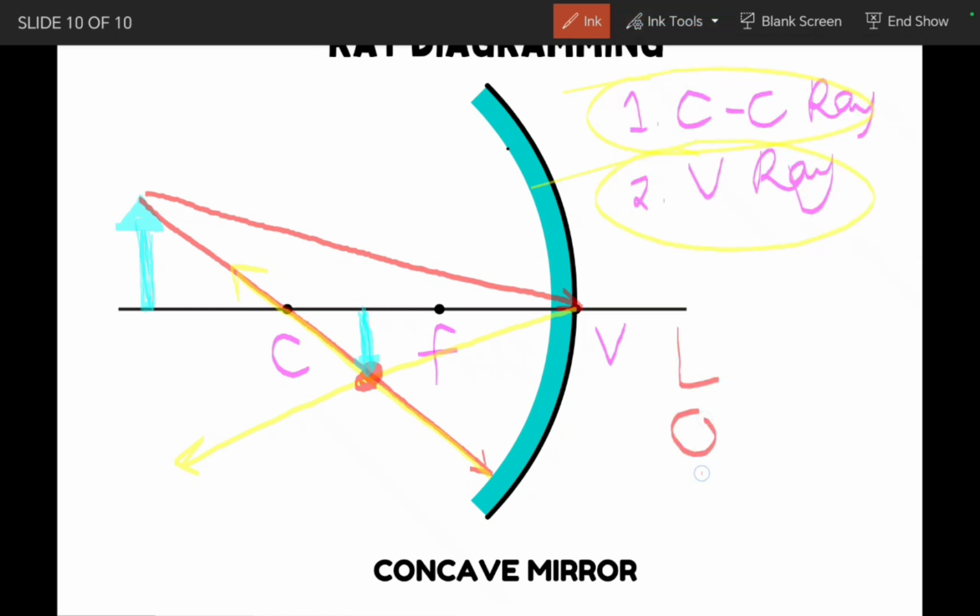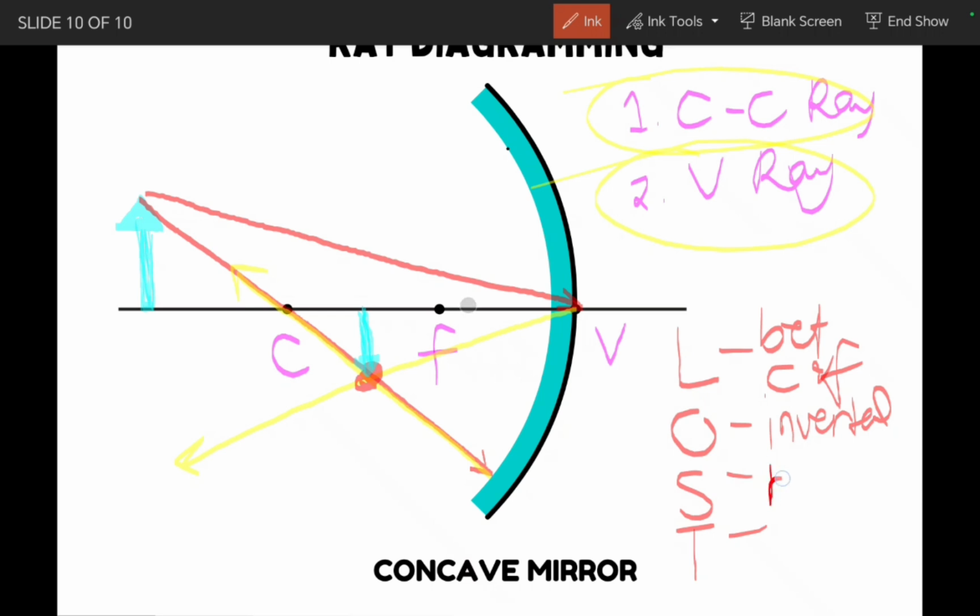Okay, our favorite. Location: it is located between the center of curvature and the focal point. How about the orientation? It is inverted. How about the size? It is reduced. How about the type? The type of image is a real image because it is located in front of the mirror, at the same time the light rays intersect. Okay, very good. I hope you've learned something today.